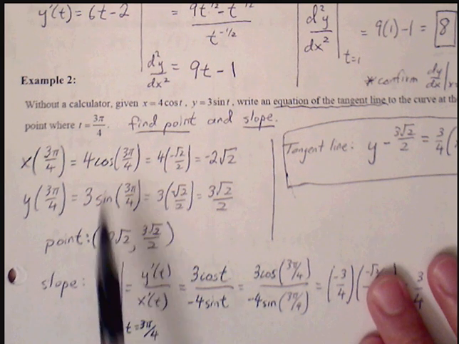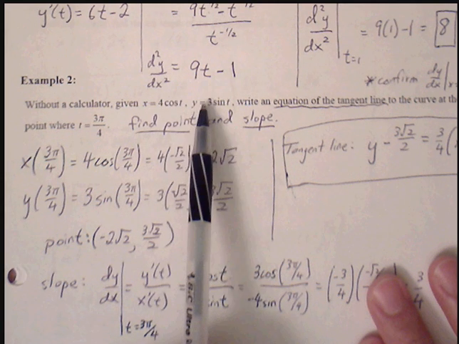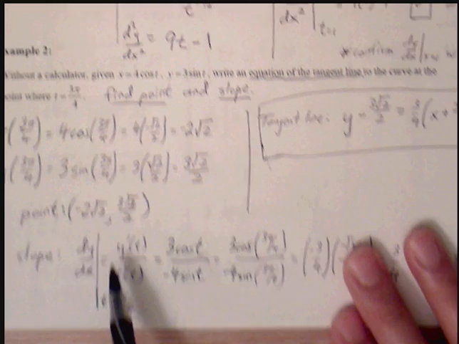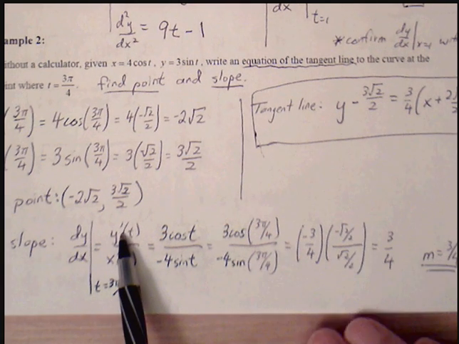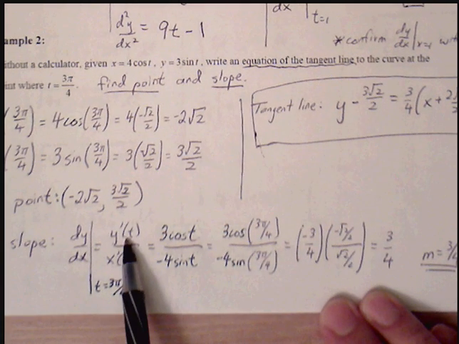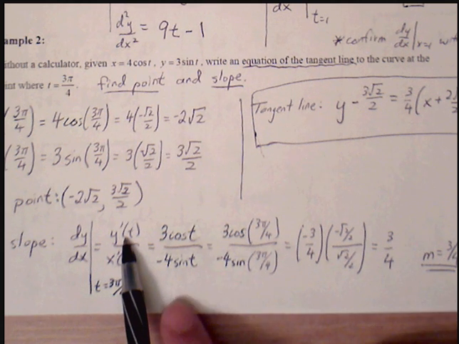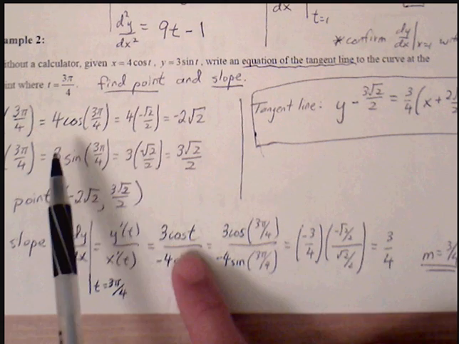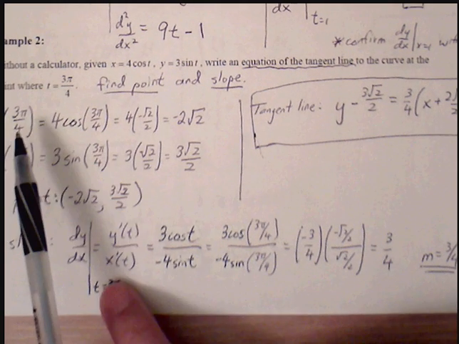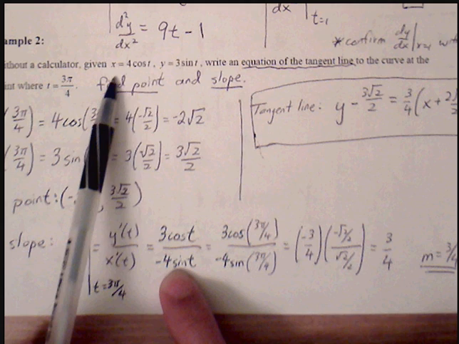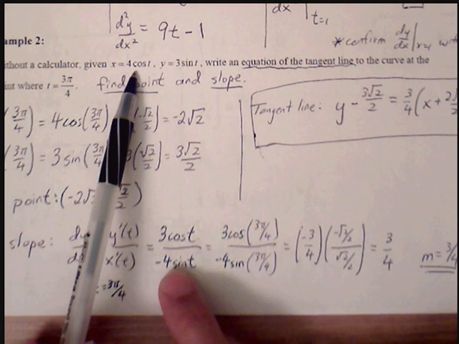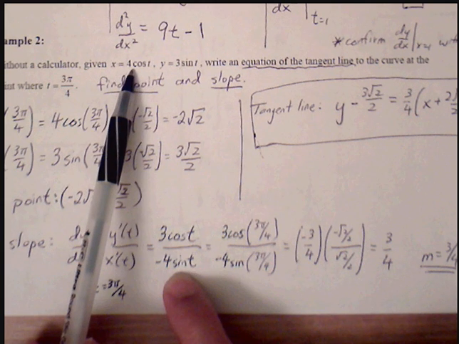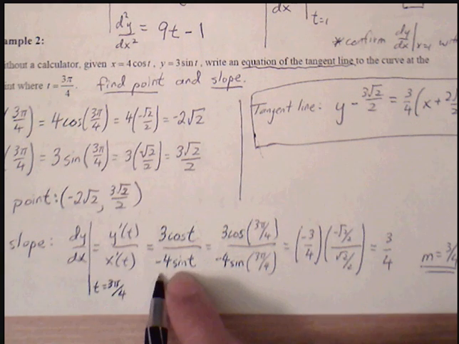To find the slope, we use our formula, which is dy over dt over dx over dt, or another way to write it is y prime of t over x prime of t. For y prime of t, we need the derivative of y, so 3 sine of t turns into 3 cosine of t. For x prime of t, the derivative of 4 cosine of t, cosine becomes a negative sine, so x prime of t is negative 4 sine of t.